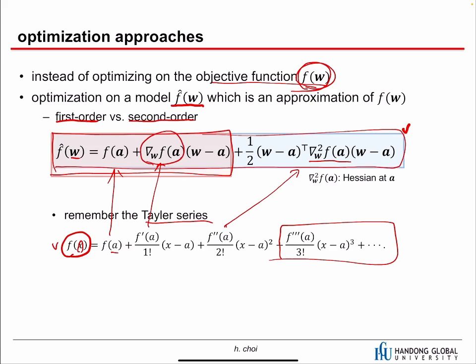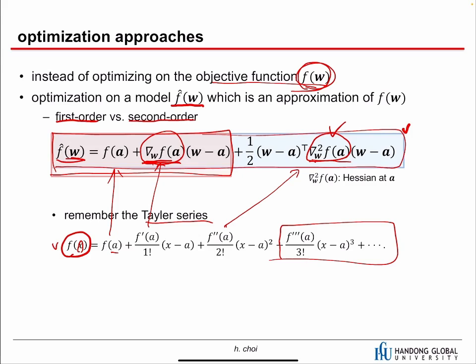This gradient is a vector, and this is a matrix. When the dimension of this W is high, like 1 million, then this one is a scalar, and this gradient is in the 1 million dimensional space, a 1 million dimensional vector. But what about this one? It's a 1 million by 1 million matrix.